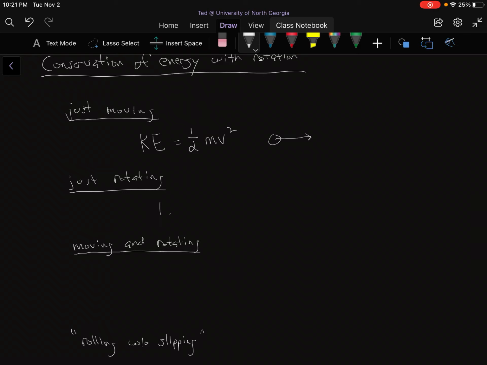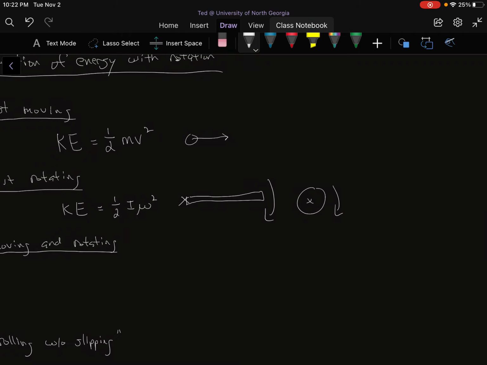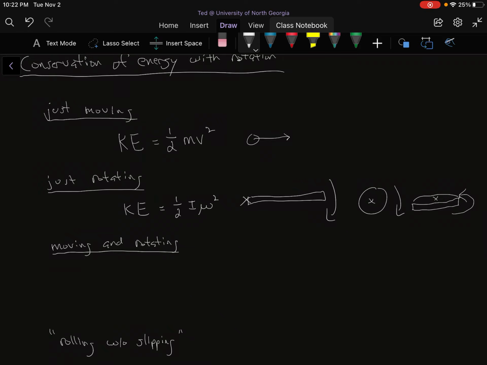If we have an object that's just rotating, then the kinetic energy is 1/2 times the moment of inertia times the angular velocity squared. So this would work if I had an object that's rotating around a pivot like that, or if I had a ball that's just rotating around its center, or if I had a plate that's rotating around its center, then I can calculate the kinetic energy as 1/2 I omega squared.